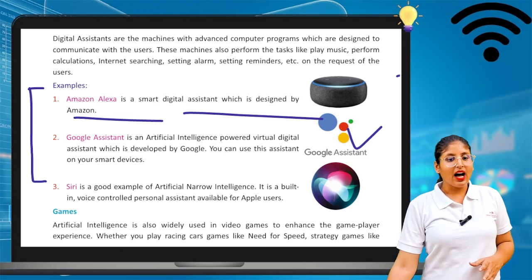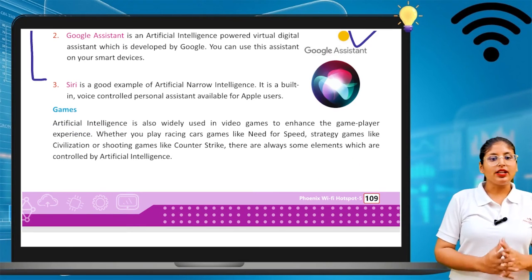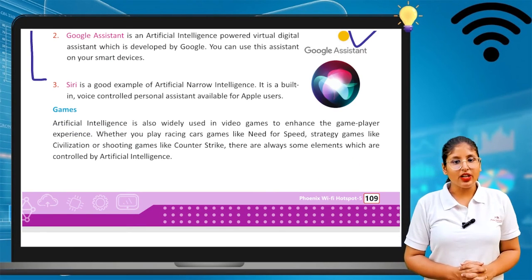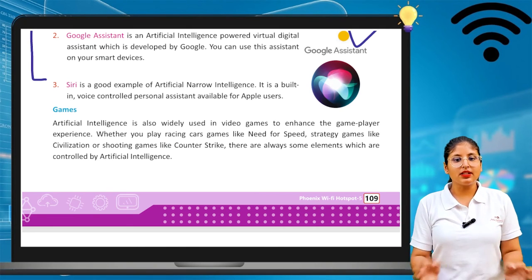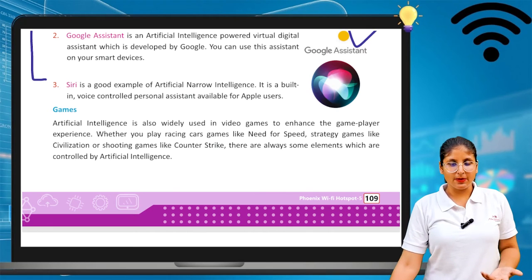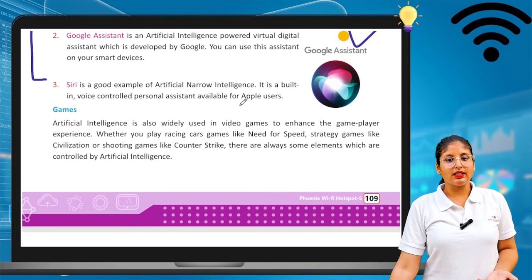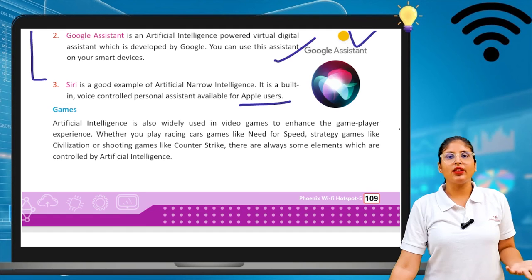Okay. Now the third one is Siri. Siri is a good example of artificial narrow intelligence. It is a built-in voice control personal assistant available for Apple users. So for the Apple user, this is the personal assistant, and it can do everything for you. So these are the things.